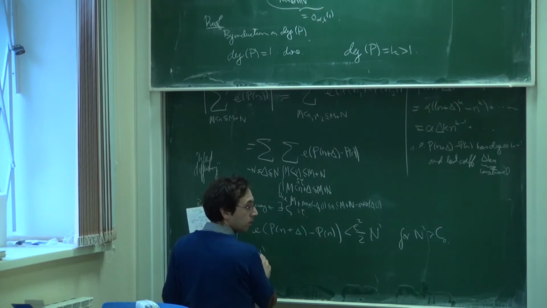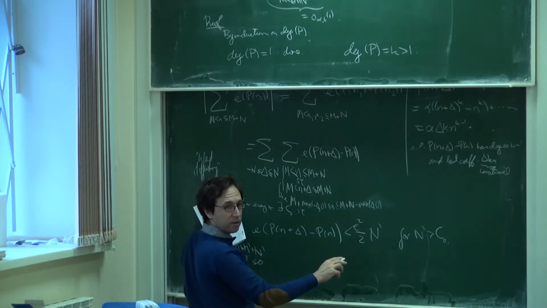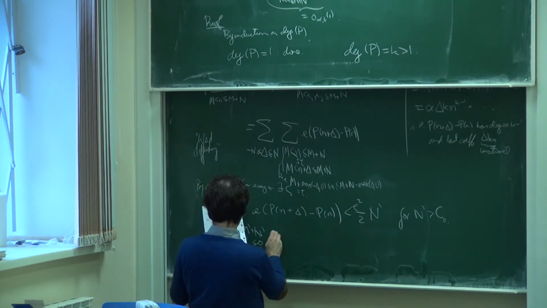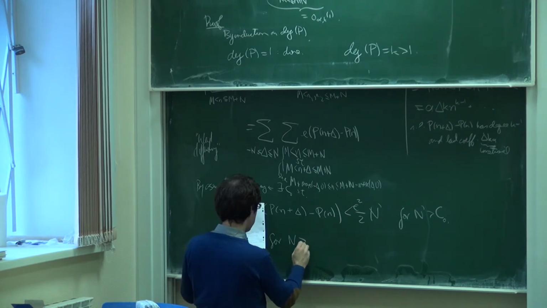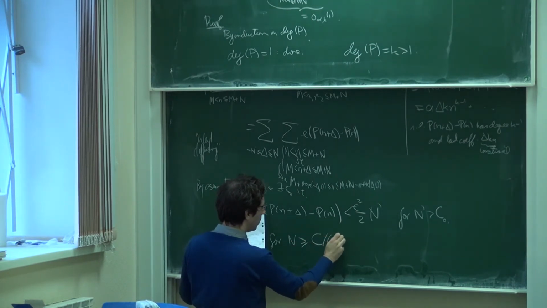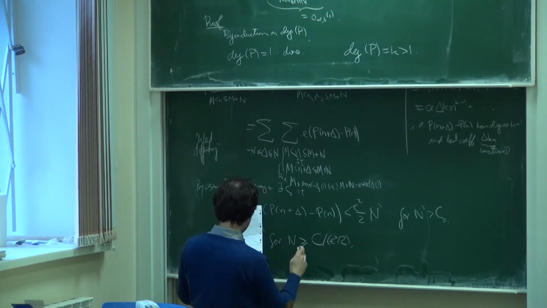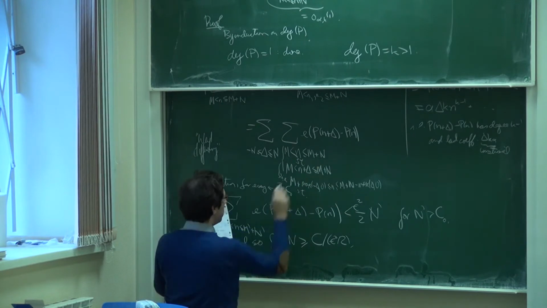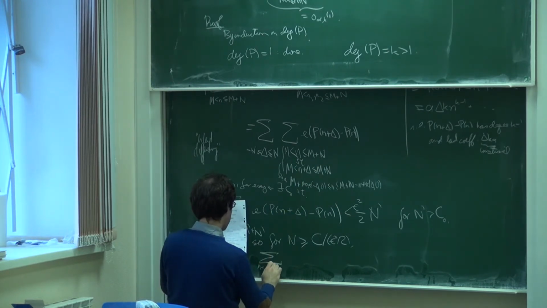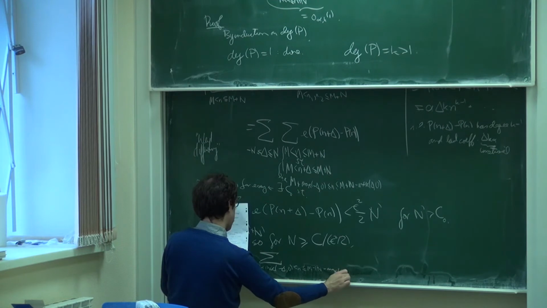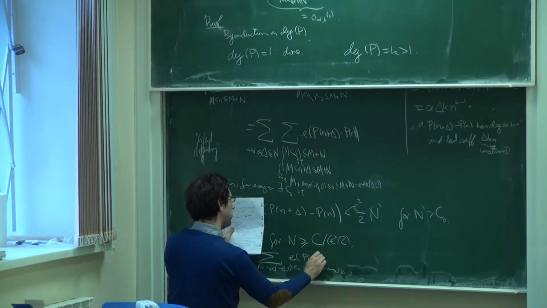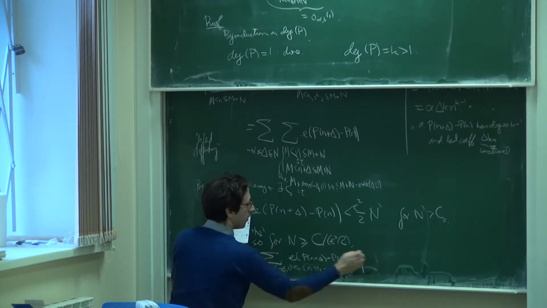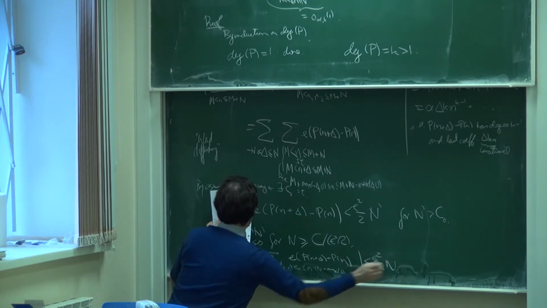And so, can you still read this? So, if N is bigger than, say, C over epsilon squared, which we can certainly assume, we have that this interval will be big enough, unless it's so small that the sum has to be small just for trivial reasons. The sum of e of P(n plus delta) minus P(n) is at most epsilon squared N.